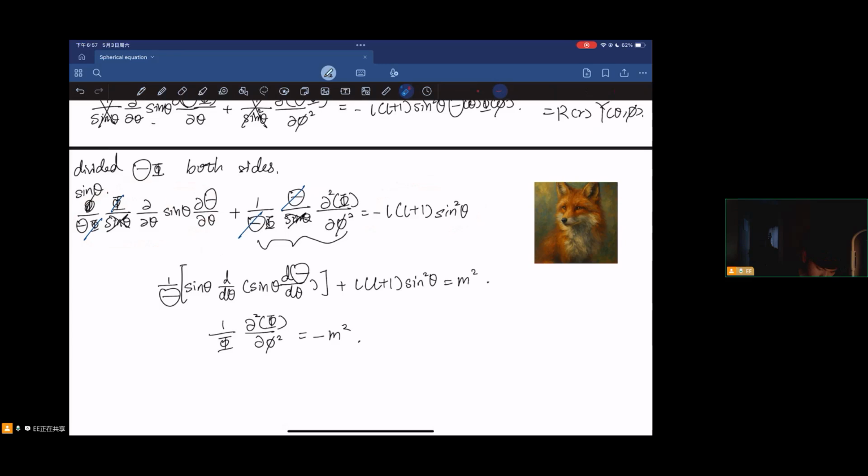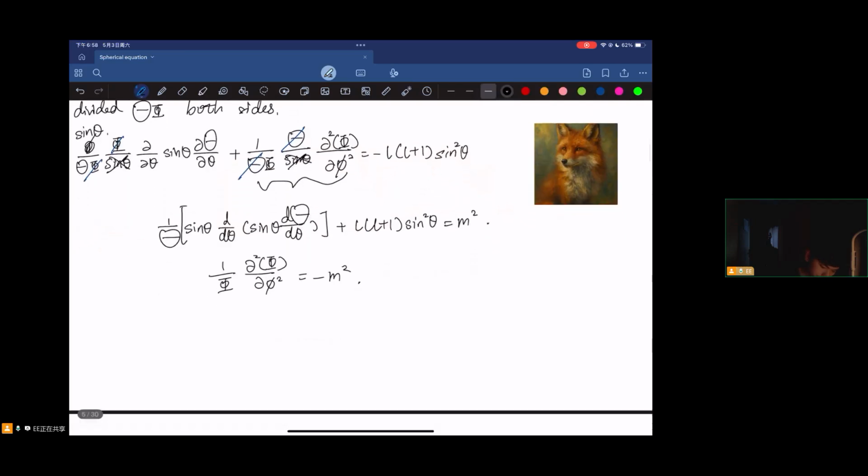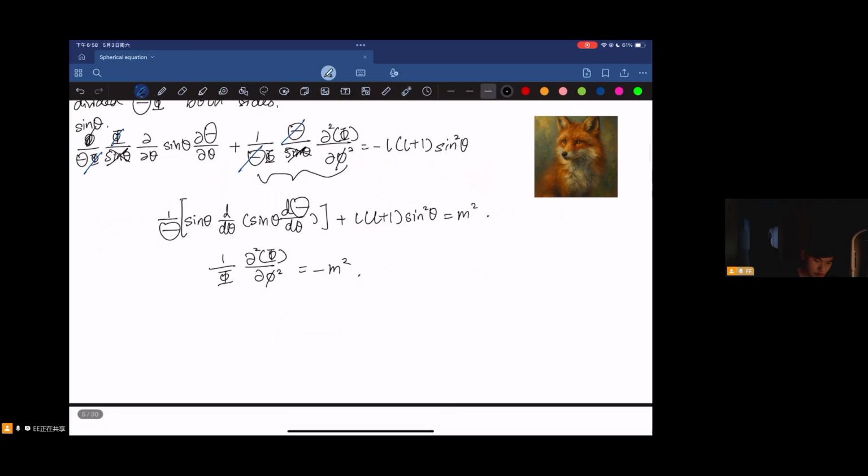Because if I move this to the left, I'll have this plus this, and it is equal to m square. So if I move the big phi to the right, it will become negative. So here I'll have a negative, and if I move it to the right, it will equal negative m square. So let's solve those two equations.